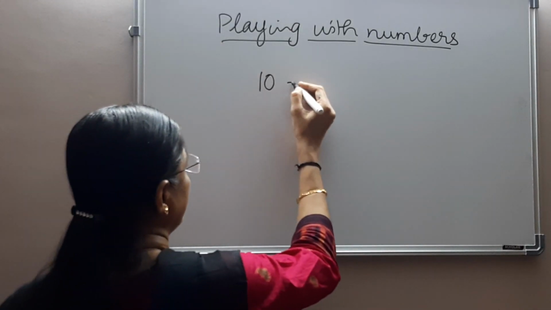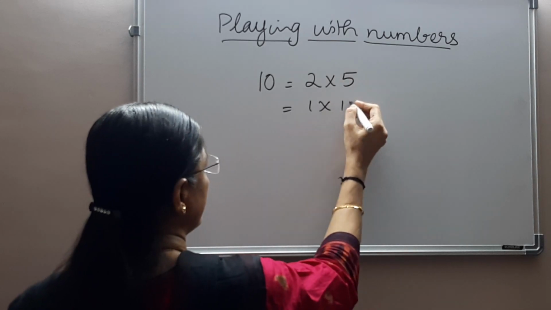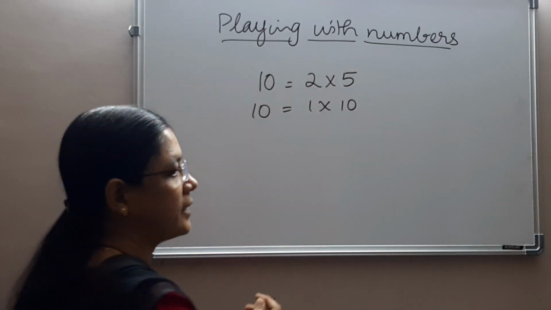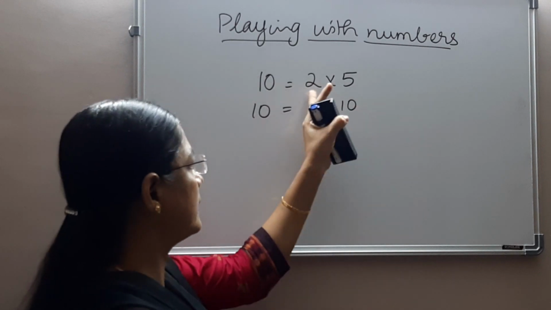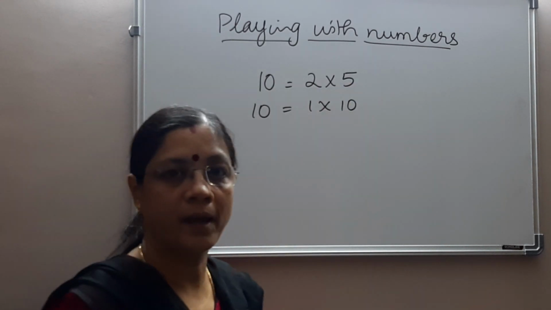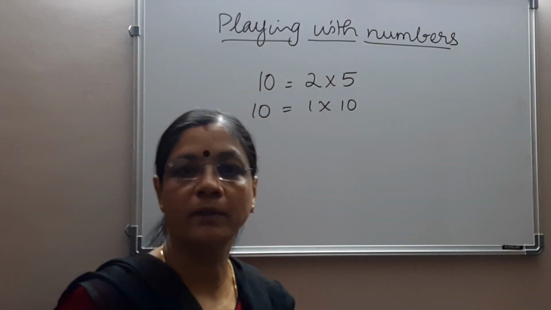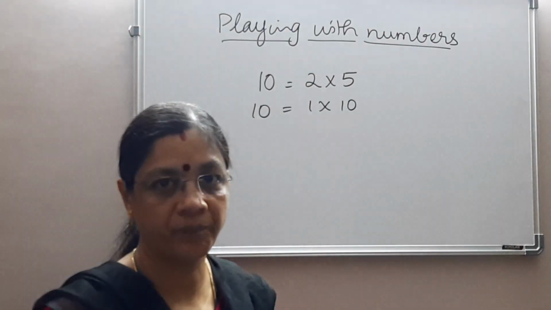Say if I write 10, I can write it as 2 into 5 or 1 into 10, so that I can get 10 out of it, isn't it? So I have said these two are factors, the numbers which I multiply are factors, and the product is called the multiple or the product, isn't it?